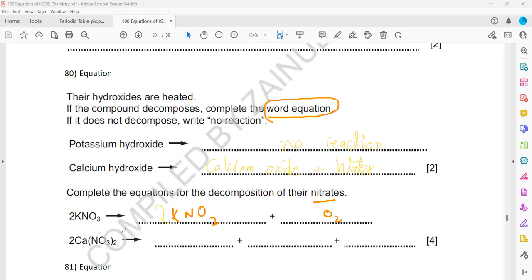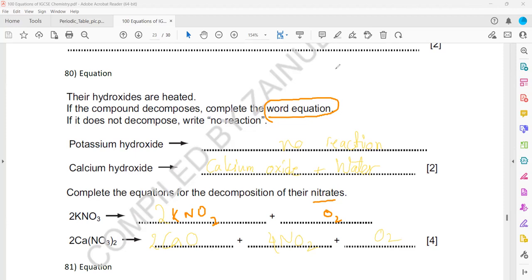But when we heat nitrates from calcium to copper, it forms metal oxide plus nitrogen dioxide plus oxygen. And then balance the equation. So a brown gas is released when we heat or decompose the metal nitrate from calcium to copper. This is related to memorization.